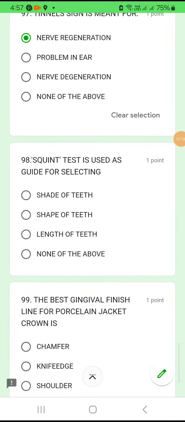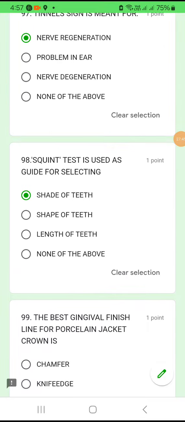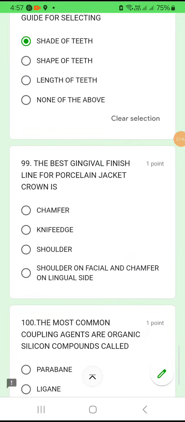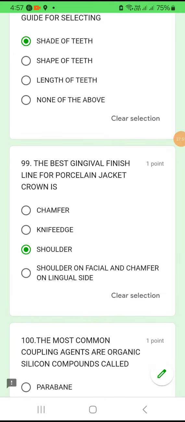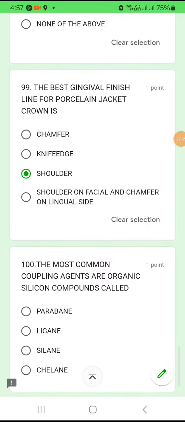Question number 98. Squint test is used as a guide for selecting shade of a teeth. Okay, the color of the tooth. Okay. Question number 99. The best gingival finish line for a porcelain jacket crown is a shoulder. Okay, PJC. Okay, porcelain jacket crown, you go for a shoulder.